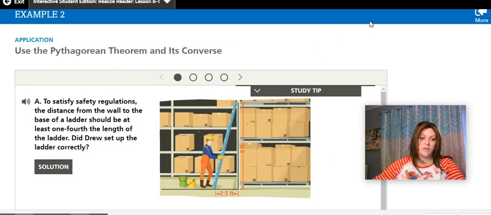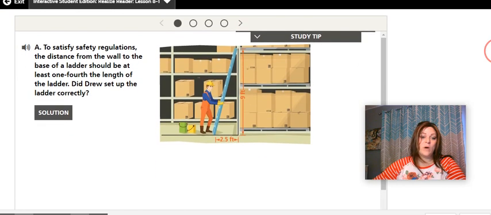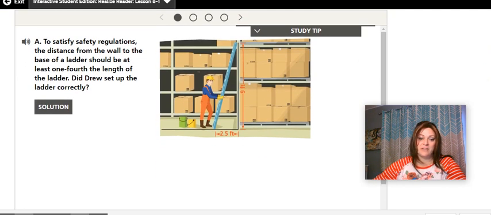Example 2, application problem. It says use the Pythagorean theorem and its converse. To satisfy safety regulations, the distance from the wall to the base of the ladder should be at least 1/4 the length of the ladder. Well, we don't know the length of the ladder. So you're going to find, using the Pythagorean theorem, what the length of this ladder is. Then you're going to take 1/4 of this length, and hopefully 2.5 is bigger than that.